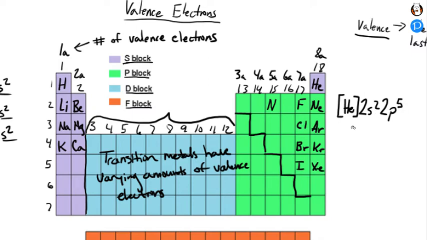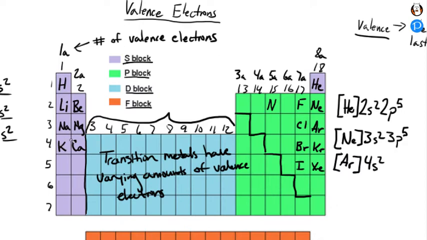Let's do it for chlorine as well, so that would be neon. Then follow that to chlorine: neon, 3s2, and then jump over here to 3p5. Let's do it for bromine next. So argon is the previous one. Follow that over, 4s2.